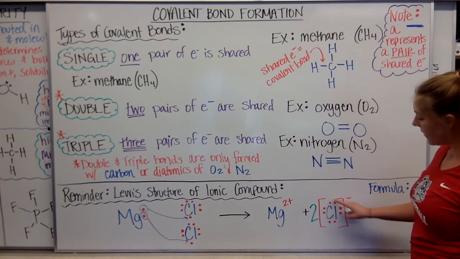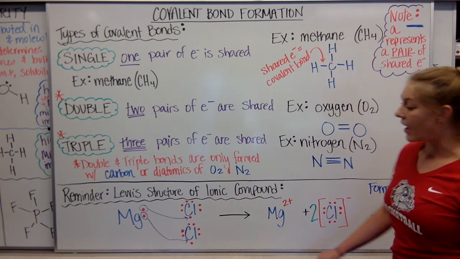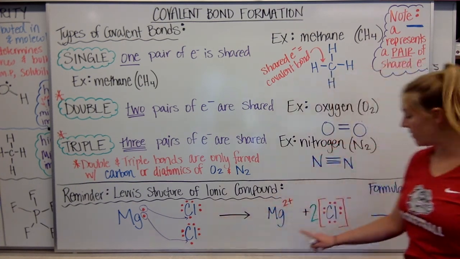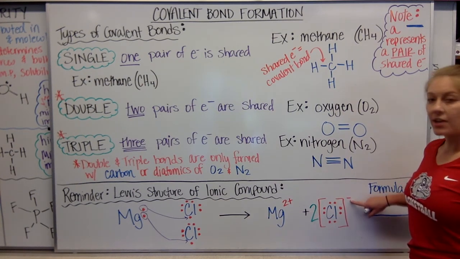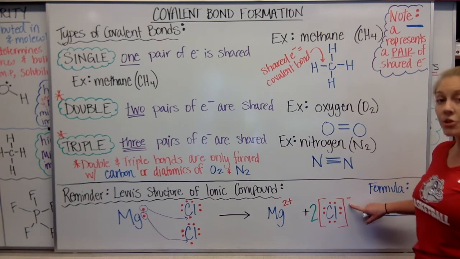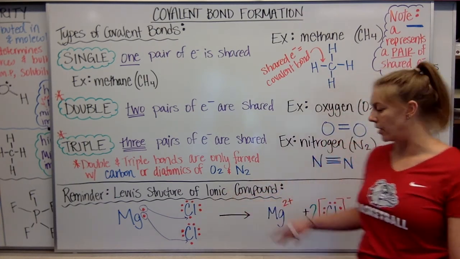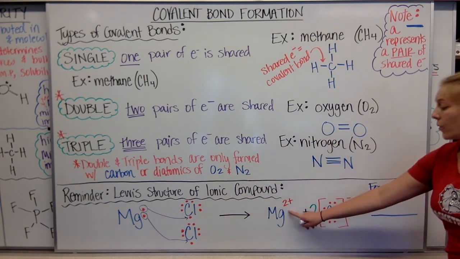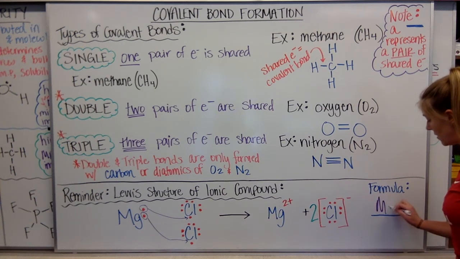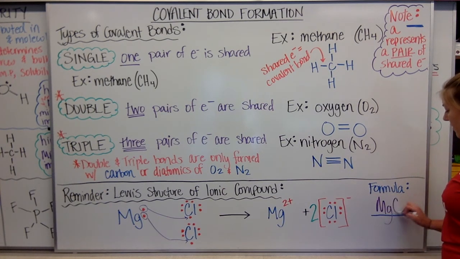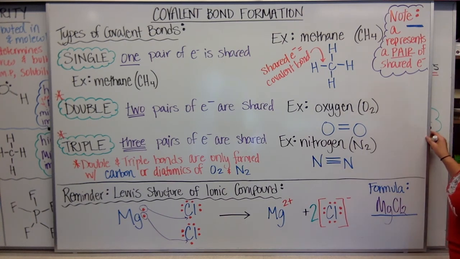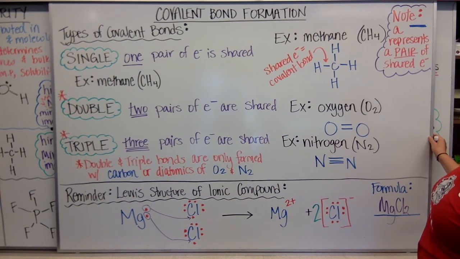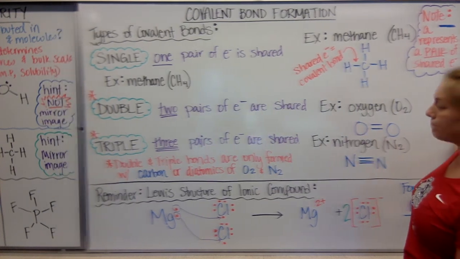So the chlorine has 8 total valence electrons, and there were 2 of them. So I put a 2 here. Because they each gained 1 electron, they each have a 1- charge. They don't have a 2- charge because they only gained 1 electron, okay? And then when we're writing the formula, we see 1 Mg, and we see 2 Cls. So the formula would be MgCl2, okay? So that is kind of starting us off with our covalent bond formation.